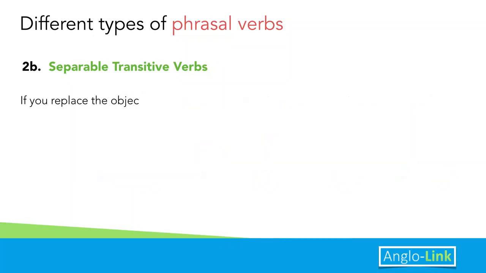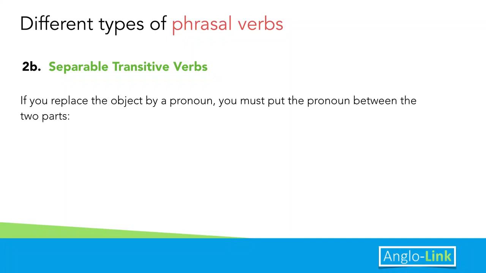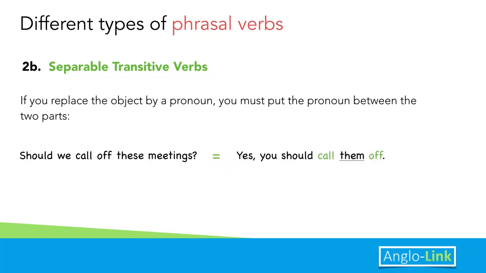Now be careful that if you replace the object by a pronoun, you must put the pronoun between the two parts. For example, should we call off these meetings? Yes, you should call them off. The pronoun must come between the two parts of the verb. You cannot say, yes, you should call off them. That doesn't work. Therefore, you do need to know if a transitive phrasal verb is separable or inseparable.